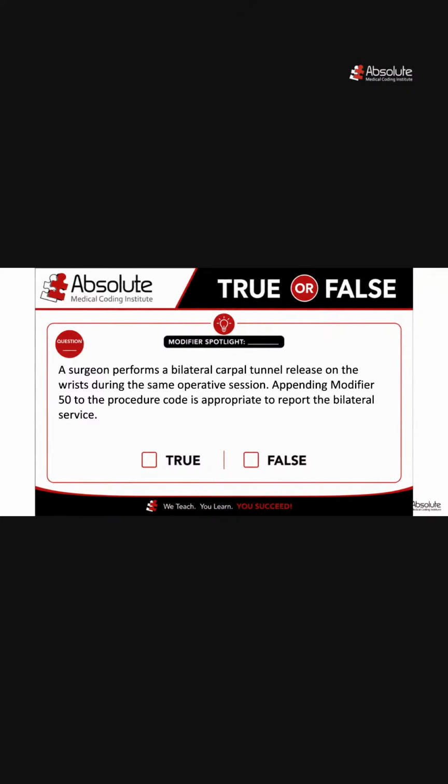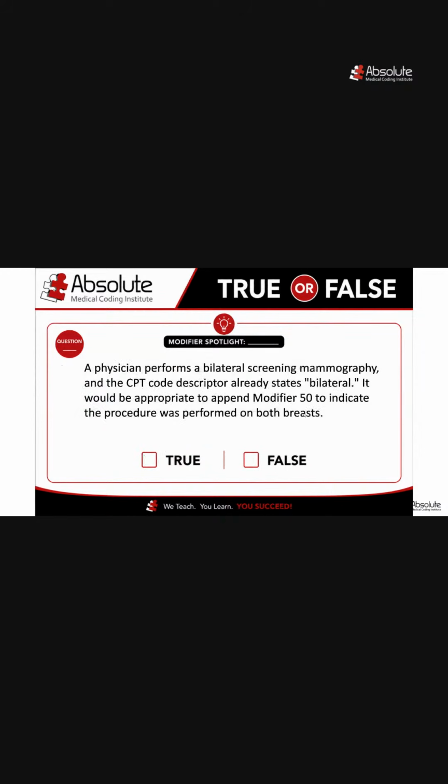All right, everybody, and you all said it. The answer is true. Now we're going to pick up the pace and make the complexity just a little more complex. A physician performs a bilateral screening mammography and the CPT code descriptor already states bilateral. It would be appropriate to append modifier 50 to indicate the procedure was performed on both breasts. True or false? What say you?